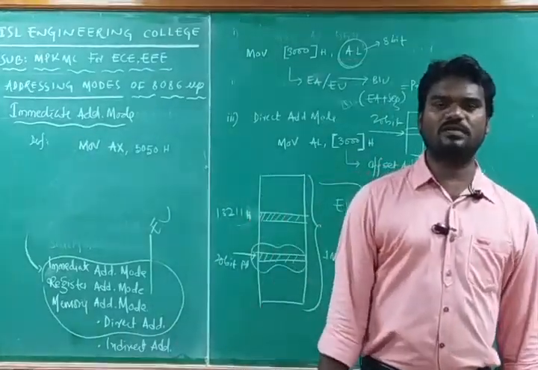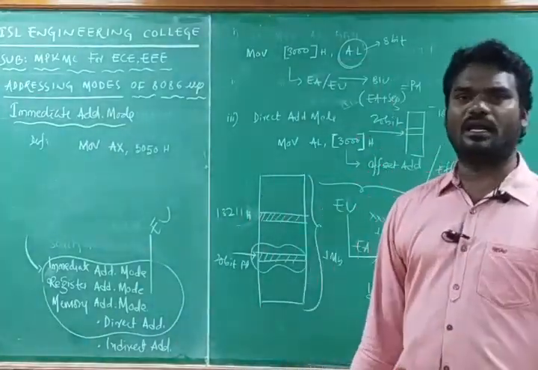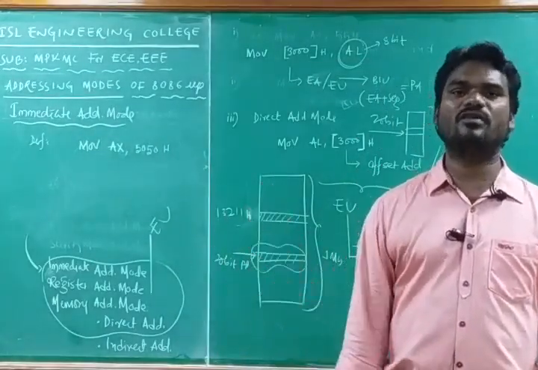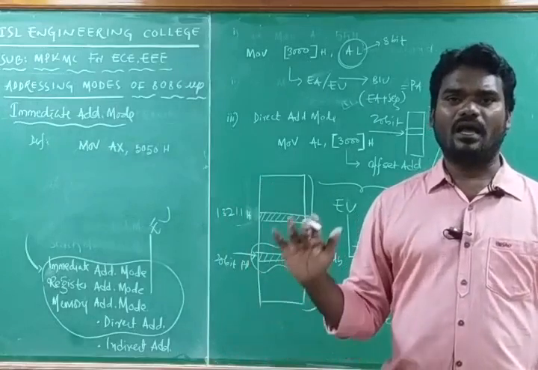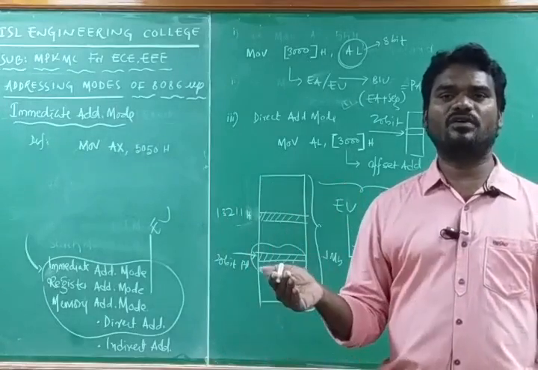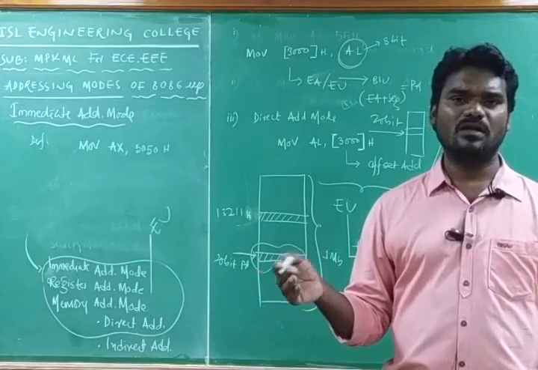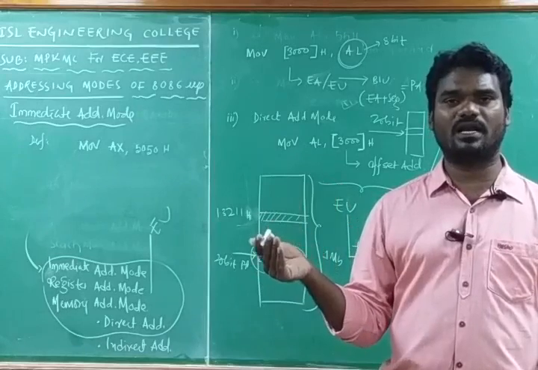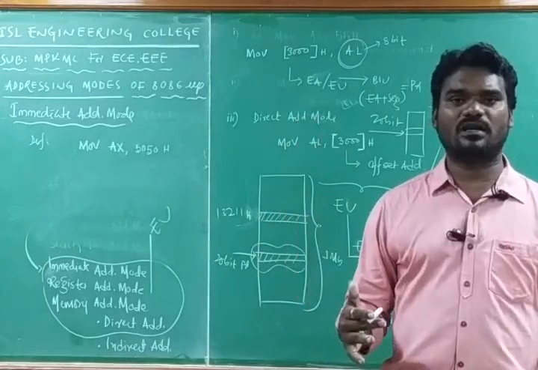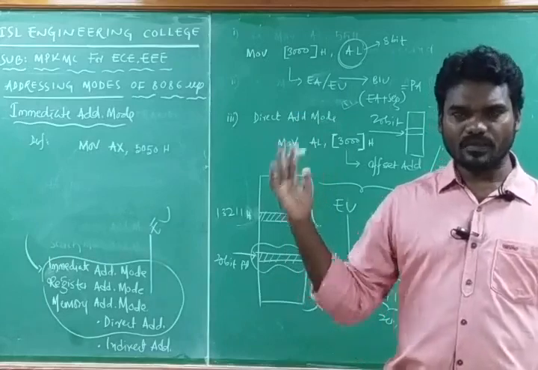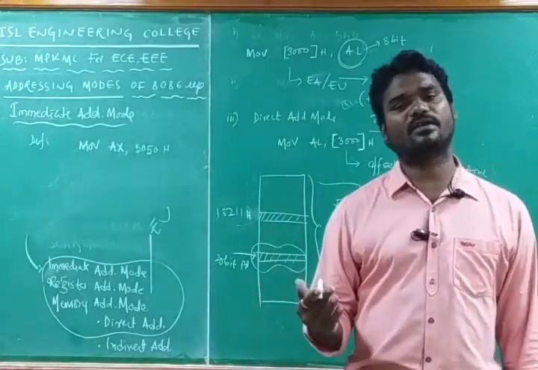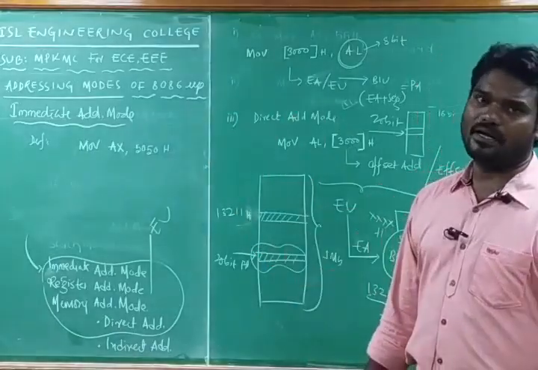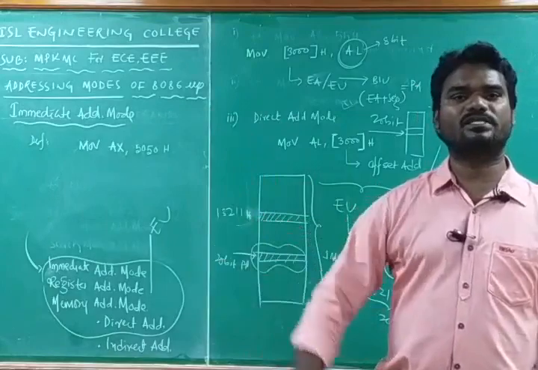Memory addressing mode again has two modes: direct addressing mode and indirect addressing mode. In direct addressing mode, the offset address is given in the instruction itself. Based on that offset address, the bus interfacing unit provides the segment address, and the offset address and segment address define the 20-bit physical address in the 8086 microprocessor, which is interfaced with 1 megabyte of memory. It identifies one memory location, from which the operand is accessed and moved into the destination operand.